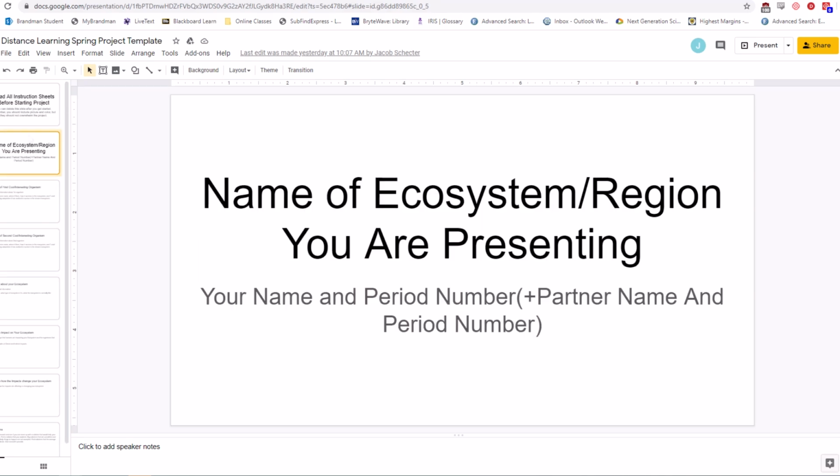So now it's time for your project, specifically. So first things first, color and pictures. Not too many pictures that it overloads the page, but you should have some colors and some imagery. So name your ecosystem you're presenting. So where are we looking at? Where's the focus? Your name and your period number. Partner's name and period number if you have a partner.